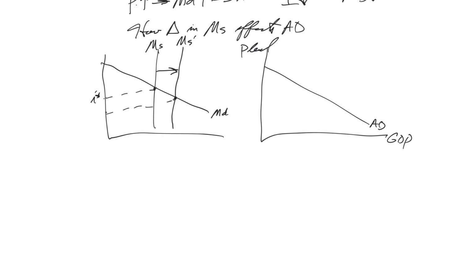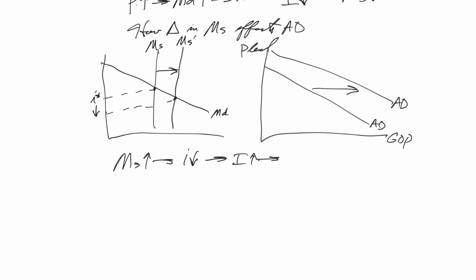And as a result, interest rates fall. And with lower interest rates, investment rises, shifting aggregate demand out to the right, investment being one of the components of aggregate demand. So we've got the money supply increasing, interest rates falling, capital investment rising, and C plus I plus G plus NX are the components of aggregate demand. Therefore, aggregate demand rises, shifts out to the right.